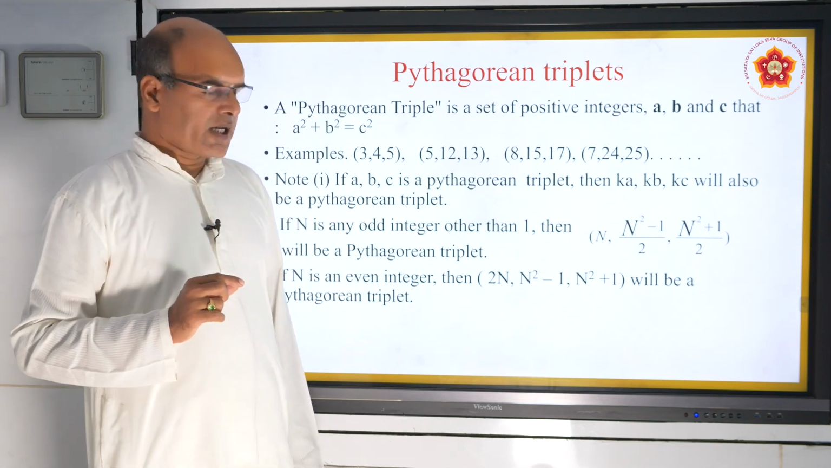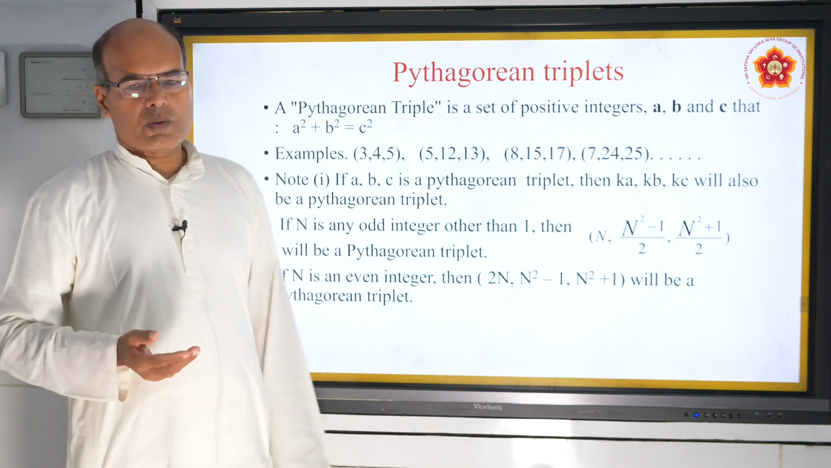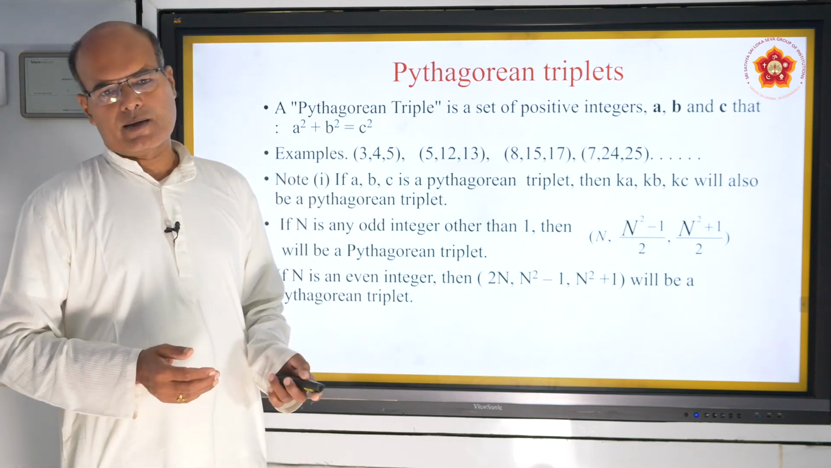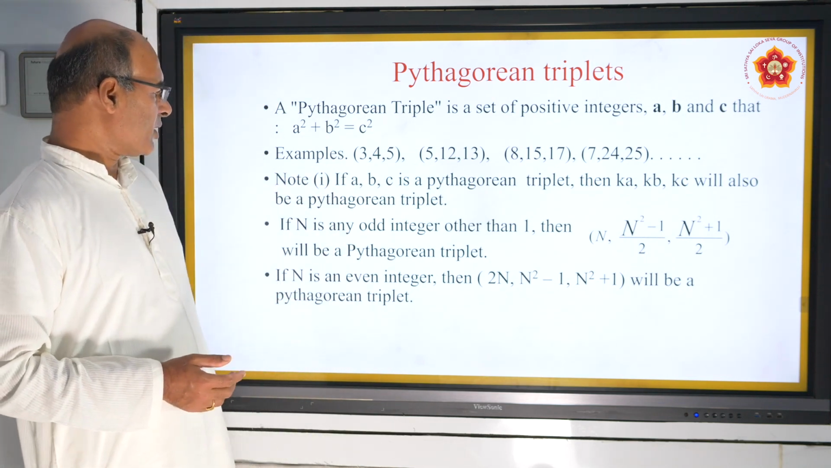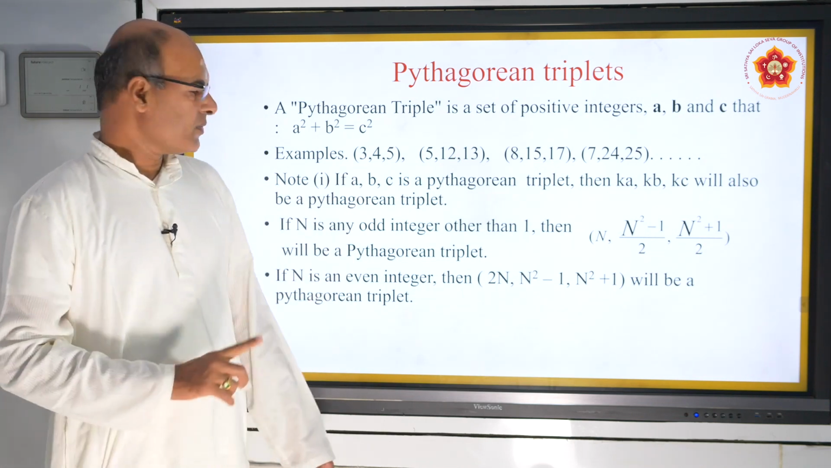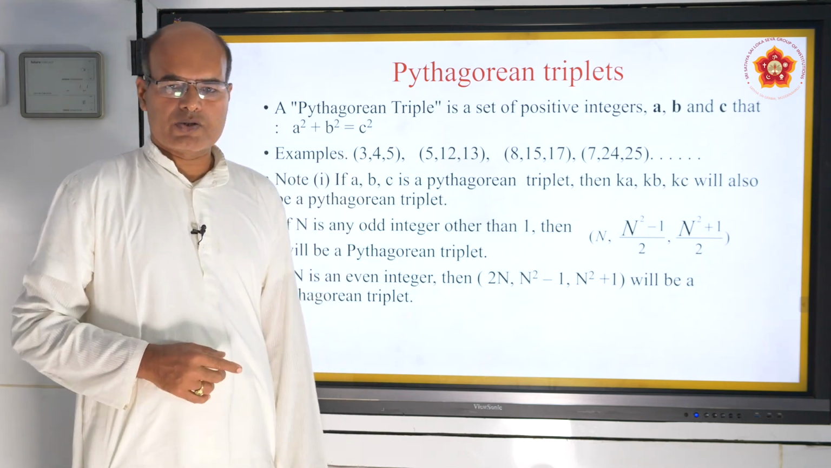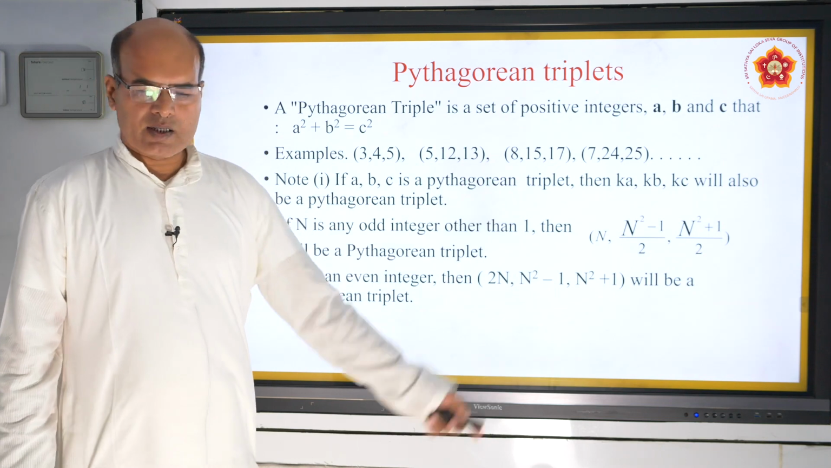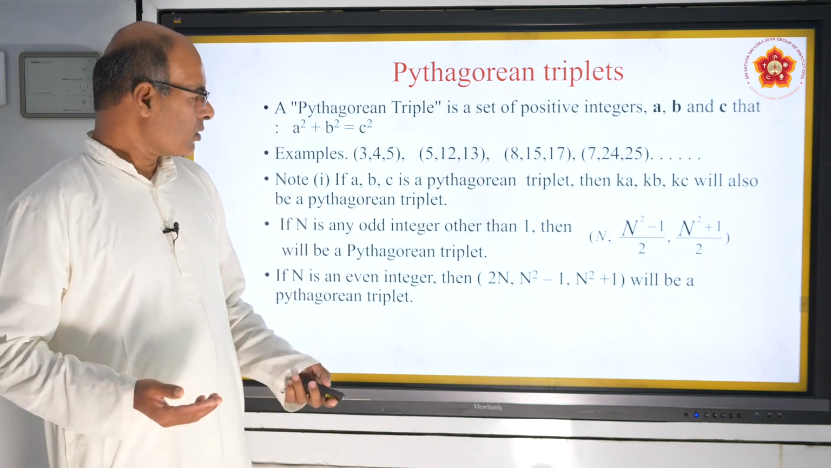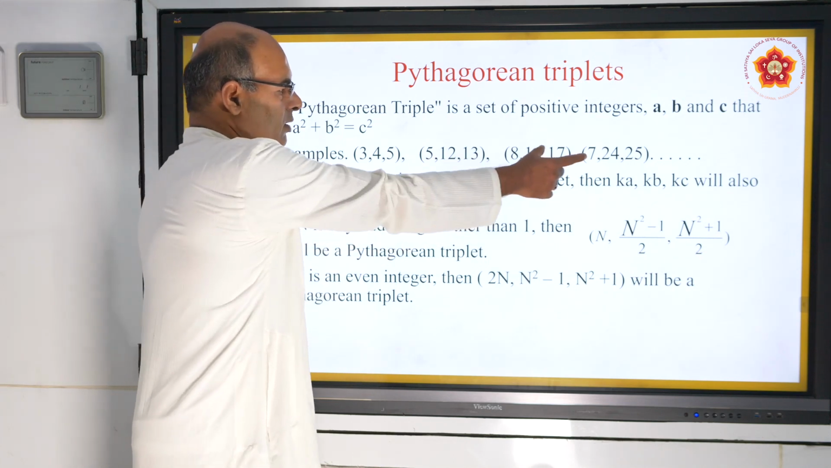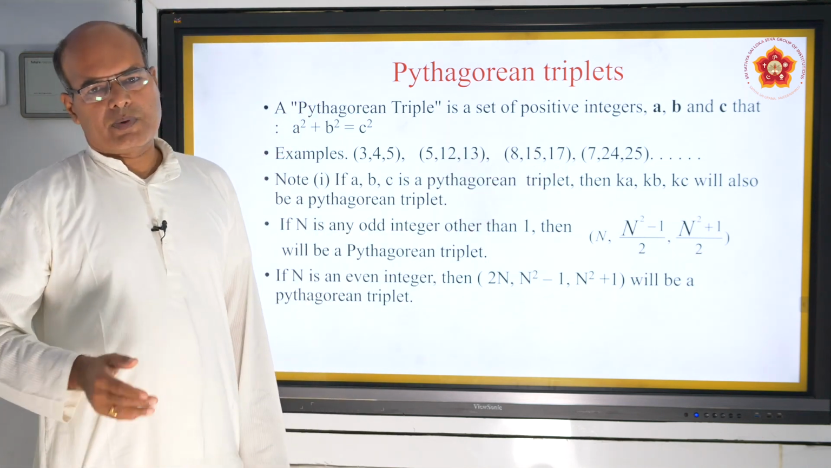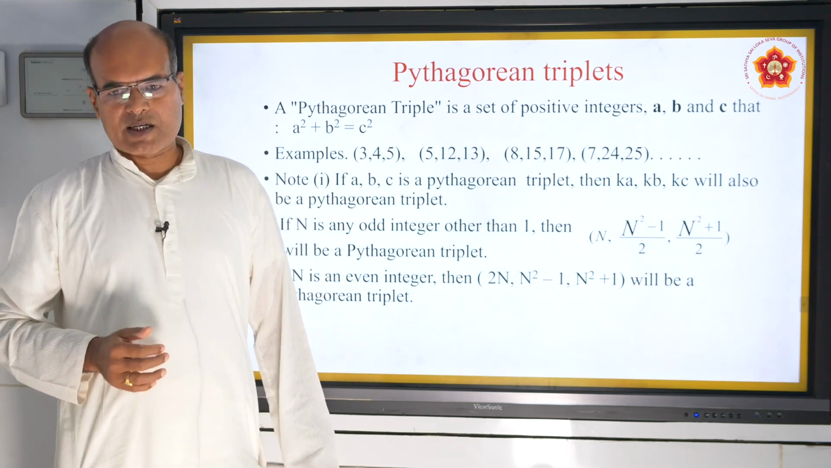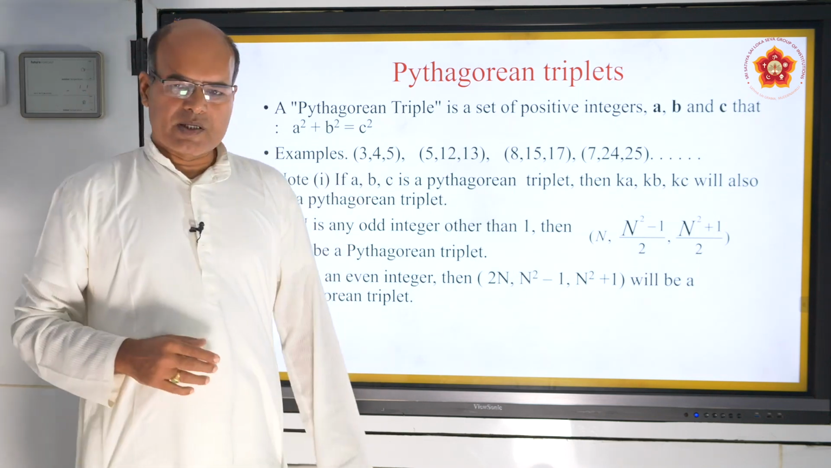If we have line segments of lengths equal to the Pythagorean triplets, using those sides we can construct a right angled triangle. An example of Pythagorean triplets is 3, 4 and 5. 3 square plus 4 square is 5 square. You should remember these sets of Pythagorean triplets, because in most of the questions of your textbook, these four sets appear again and again.